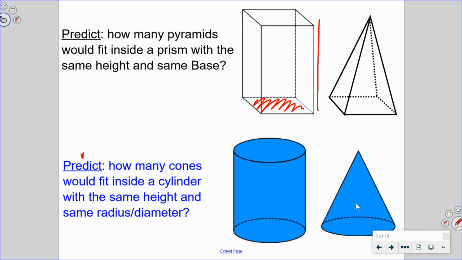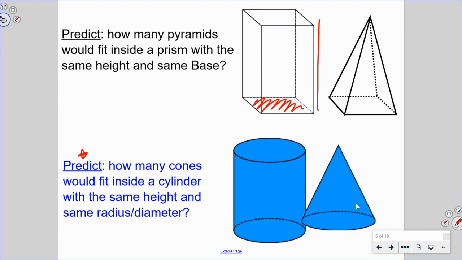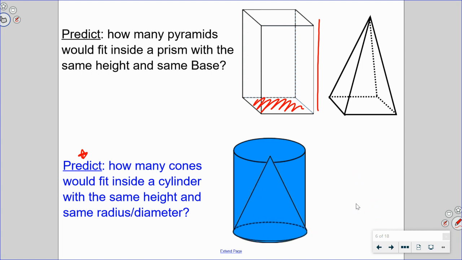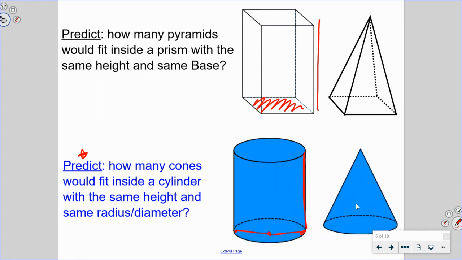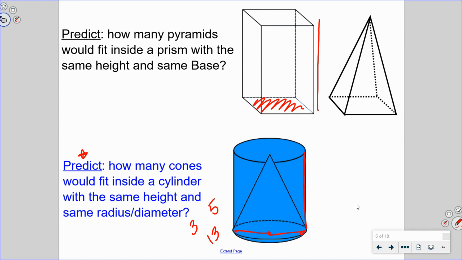I'm going to ask you to predict again. This time, how many cones would fit inside a cylinder? Again, with the same height, same radius, which I suppose also means the same diameter. So write a number down anywhere you want. How many cones would fit inside a cylinder with the same radius, diameter, and the same height?